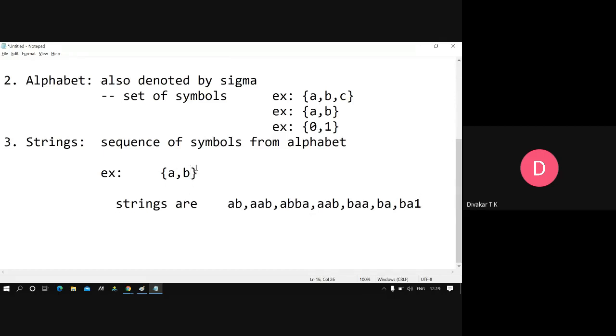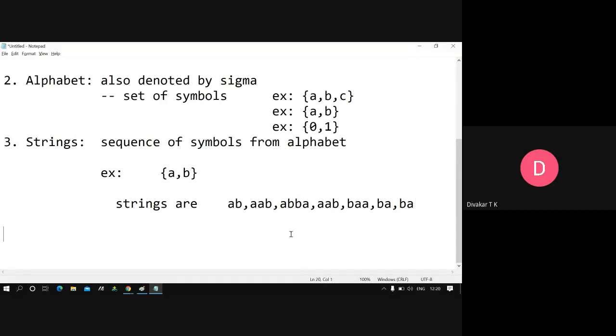If I say A comma B comma 1, 1 is a symbol, I know that. If I include it within the set, then I can include it here. If I don't include 1 here, you should not include it. If I include A comma B comma 0, now you can include B A 0. If I don't include it, you should not write it within the string. It should only be a combination of A and B. If I say A comma B comma C, now you can include B A C, C A B, like that. Hope you understood what is string.